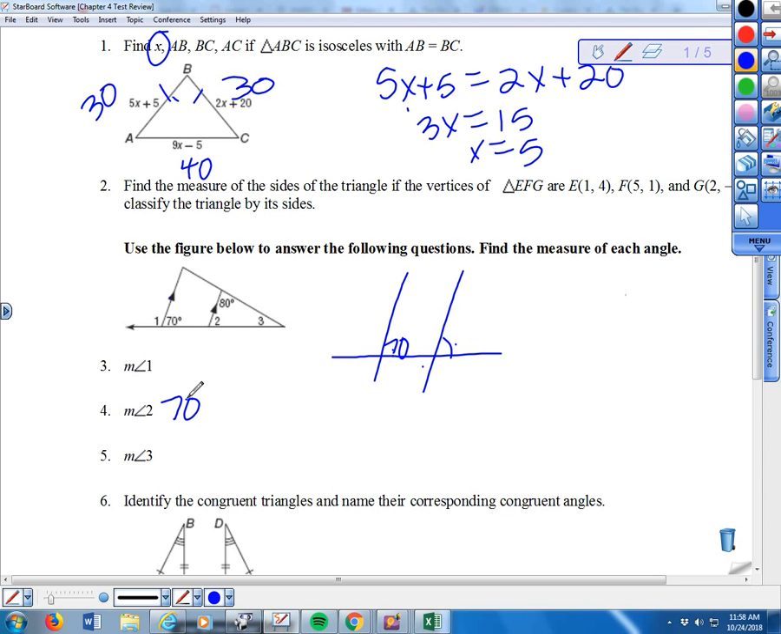Angle 1 and 70 degrees form a linear pair, so angle 1 must be 110. And then in this triangle, all three angles must equal 180. I know this is 70, this is 80, that's 150, which means this must be 30.